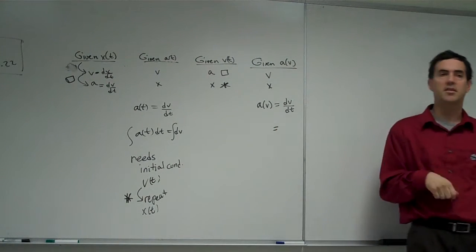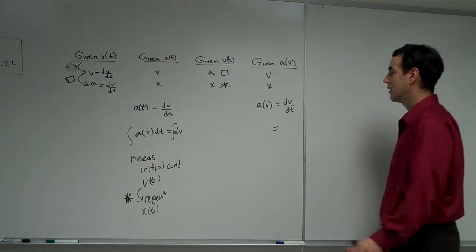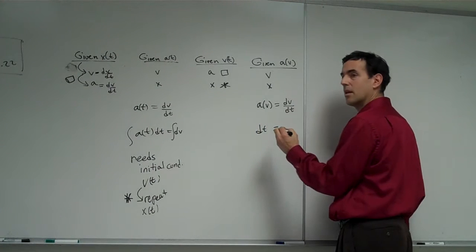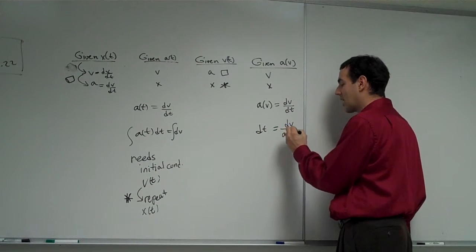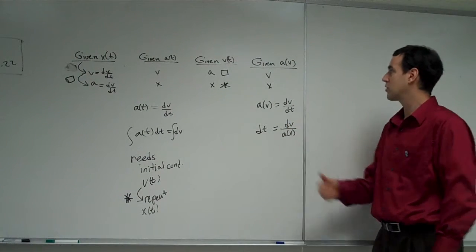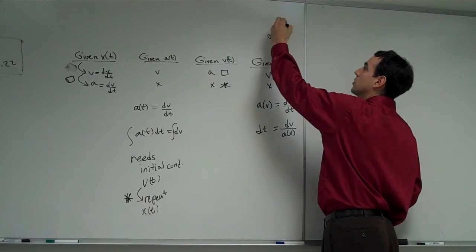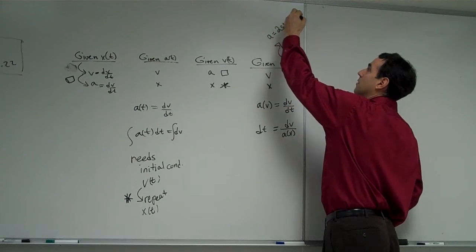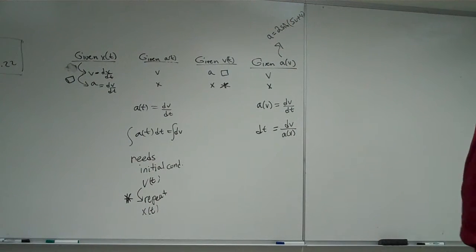What should I do to try to separate this? Someone besides Roger. Multiply both sides by dt and then divide by av. Okay, and the way you'd say that is not a times v, it's a as a function of v. So this a as a function of v could be something like a is equal to 2 sine 5v plus 4. Could be. It's just some example.